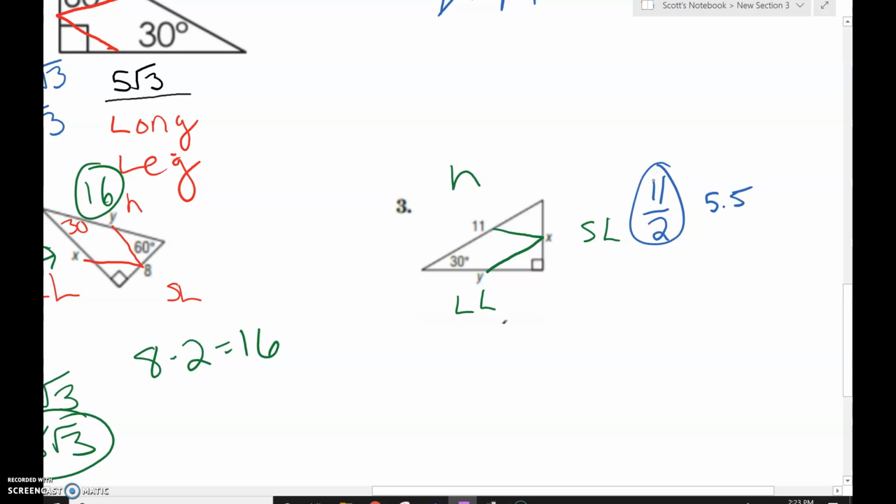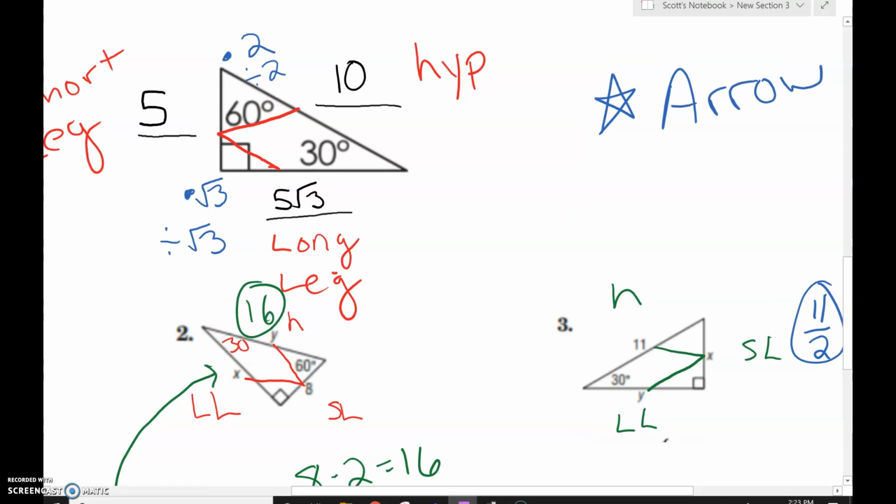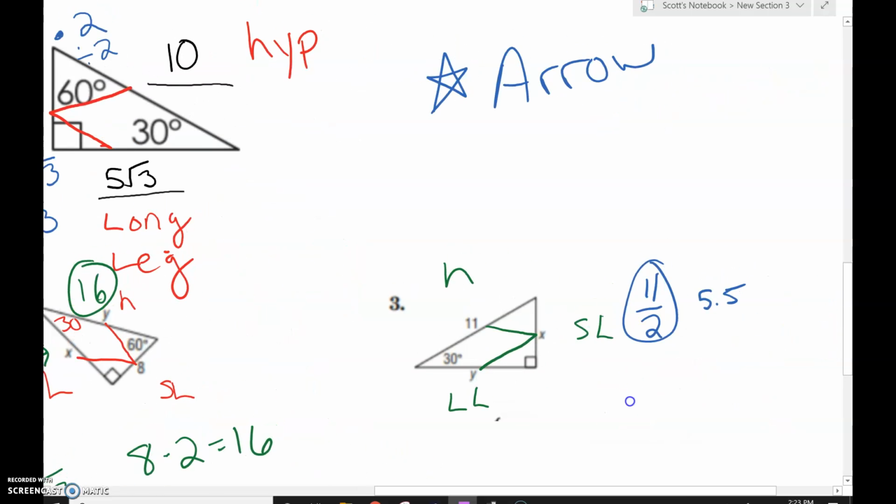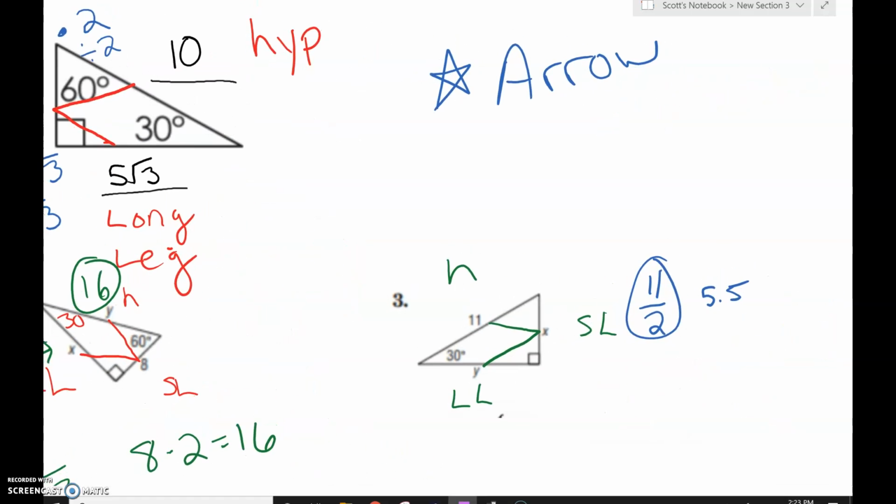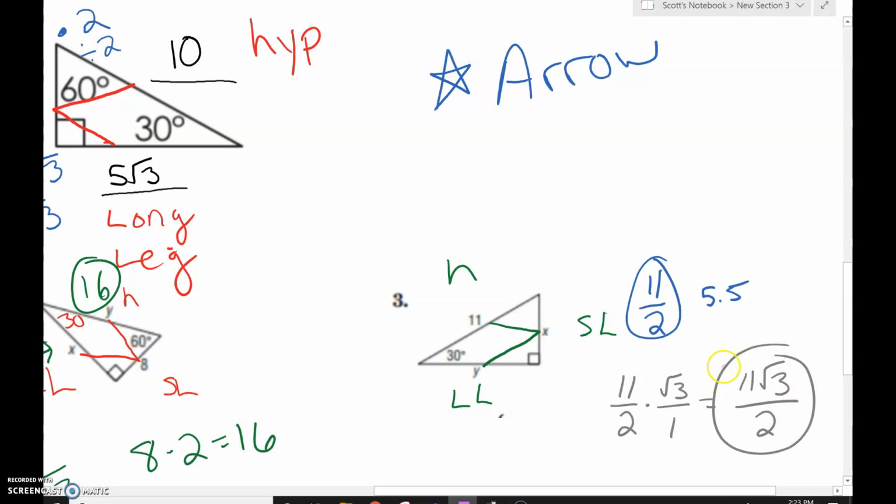Okay, now short leg to long leg, I look back over here. Short leg to long leg, looks like it's getting bigger. I need that square root of 3. So I'm going to go 11 over 2, so 11 halves, times the square root of 3. That'd be the same as the square root of 3 over 1. So my answer, if I just multiply across, would be 11 square root of 3 over 2. Looks a little funky, but that's okay.